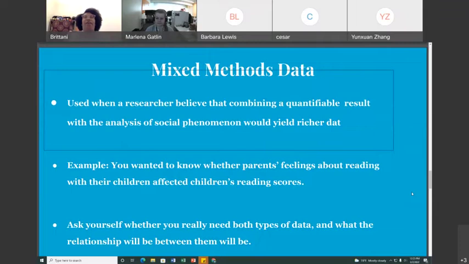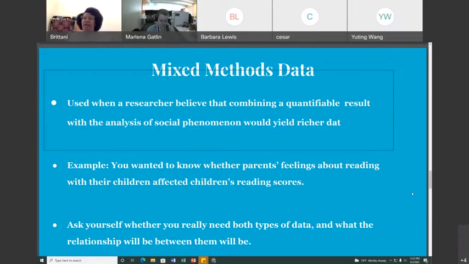There are many ways to combine them though, which is where those study designs come in. If you think that you're going to create a project that would require both, I would encourage you to look at the literature a little bit, which I will show you in a second, about what way you want to combine them. So you would use this kind of data and method type when you believe that combining a quantifiable result with the analysis of social phenomena would yield richer data.